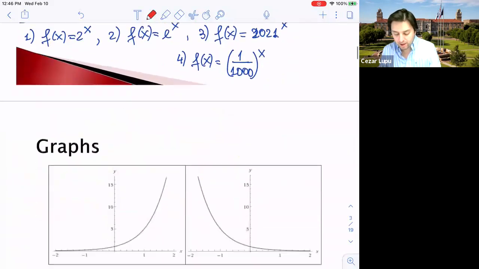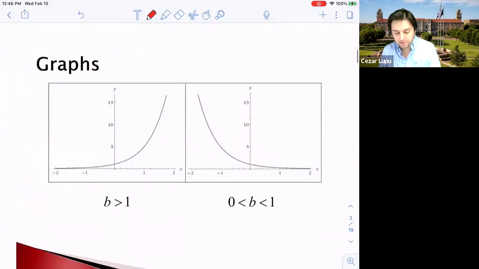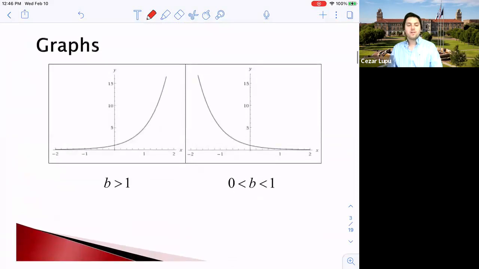And now let's see how the graph of the exponential function would look like. As you can see, something happens when b is greater than 1, and something else happens when b is between 0 and 1. All right, now, can you tell me, just by looking at the graph, do you see something in particular? What do you see?